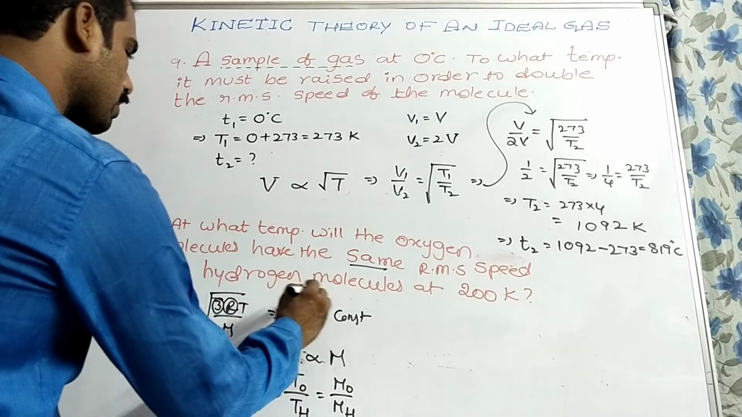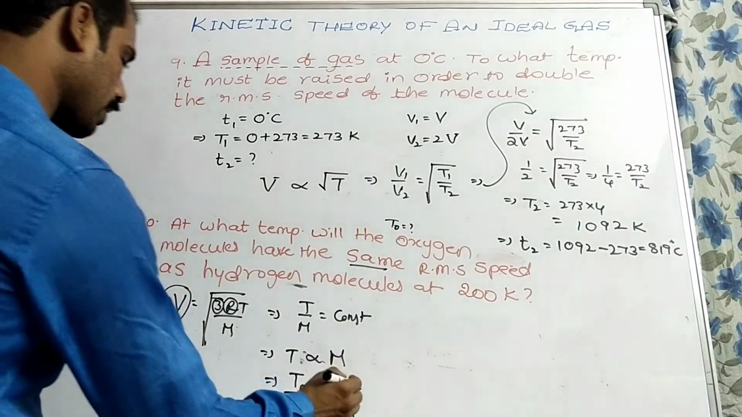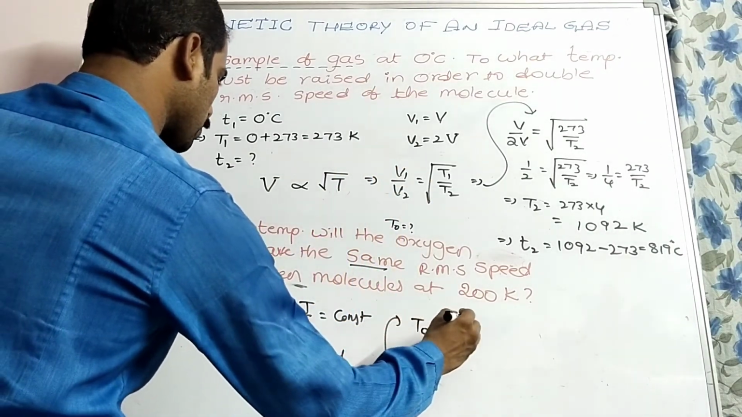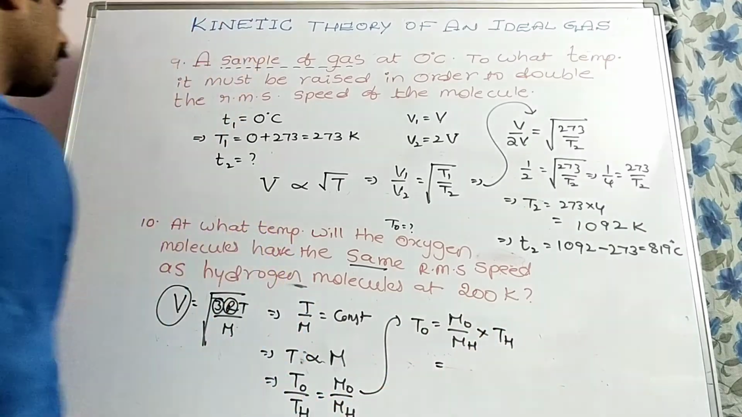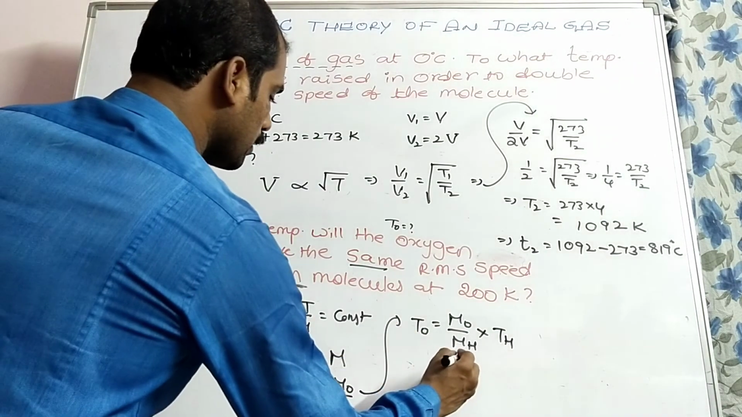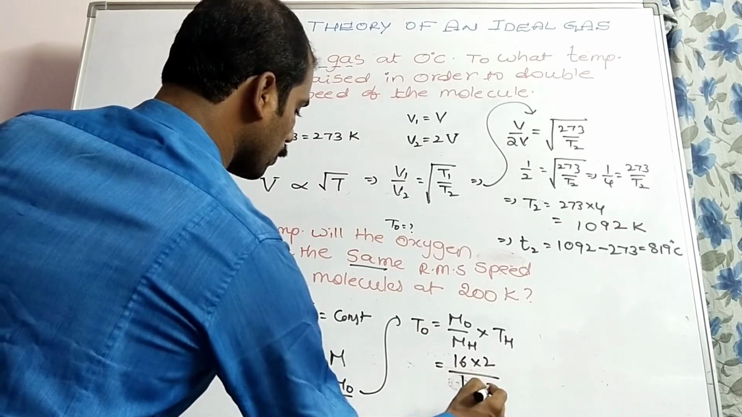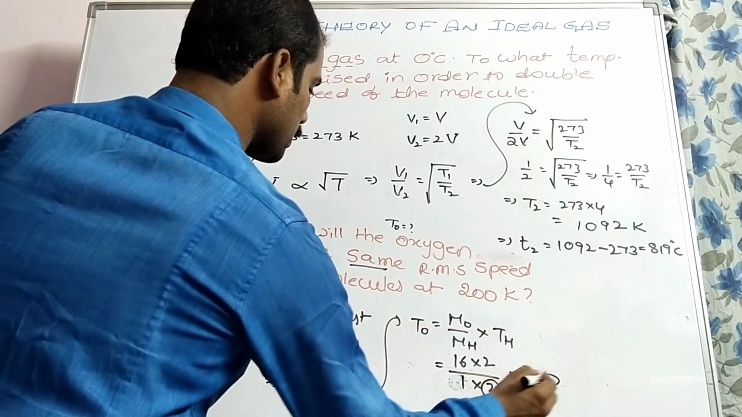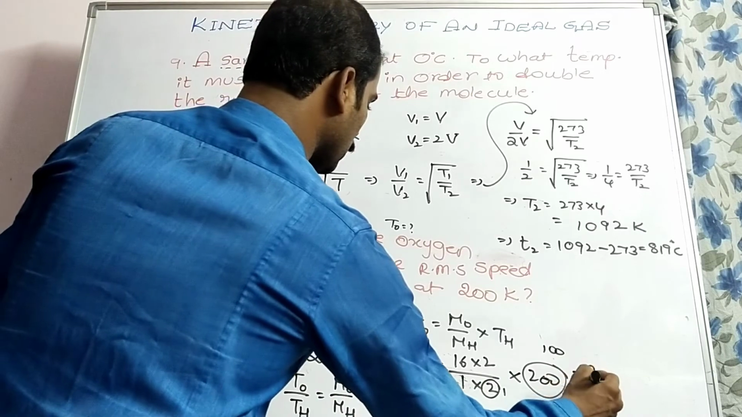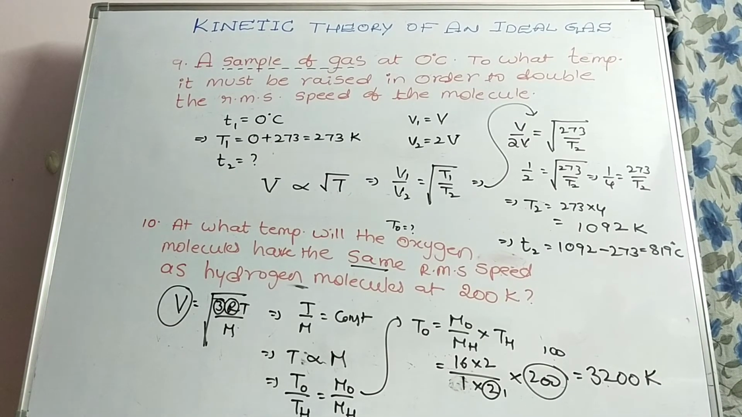We have to find the temperature of oxygen, T_O. That implies T_O is equal to M_O by M_H into T_H. M_O, the molecular weight of oxygen, is 16 into 2 as it is diatomic, by 16 into 1 into 2, hydrogen also diatomic, into the temperature given, 200 Kelvin. 2 ones are 2, 2 hundreds, that is equal to 3200 Kelvin. 3200 Kelvin is the answer.